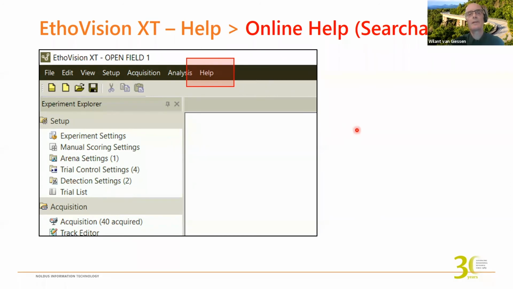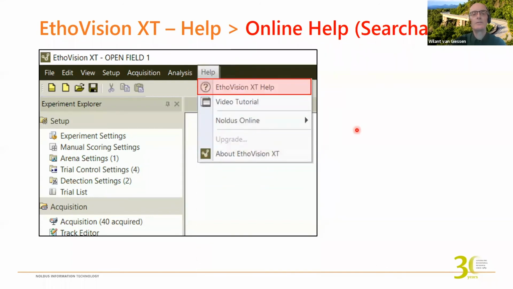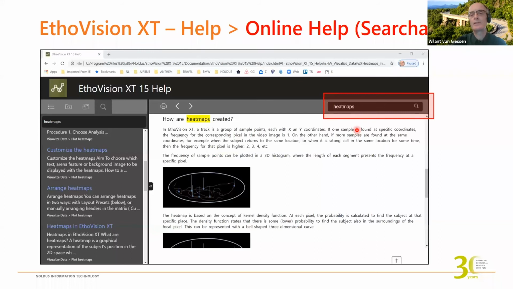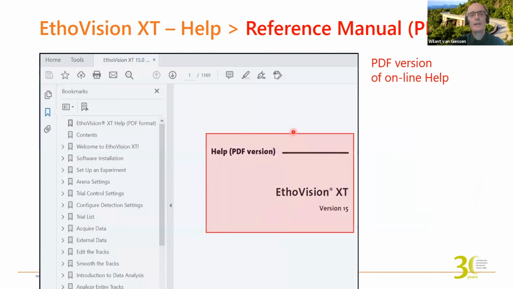Okay, now I want to speak a little bit about the online help, all the help features that we have built in, quite a few. So the first thing I want to point out is the online help. In the help menu, you can actually click on EthoVision XT help, and it opens up basically kind of a website looking interface, and you can browse around and look, you can search for certain things. Let's say you want to learn more about heat maps, it's all in there.